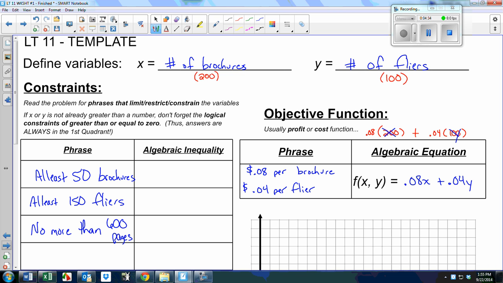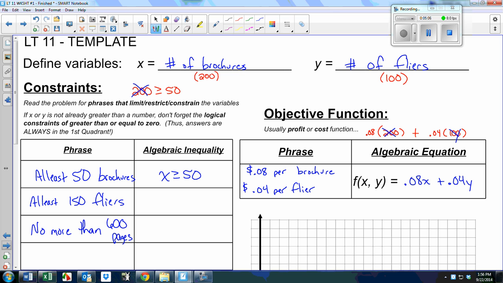But the important part, what did you do? You took the 200 and you compared it in your mind to see if it was bigger than 50. You agree? Isn't that what your mind did to say, yes, 200 is bigger than 50? Well, 200 is x. So x has to be greater than or equal to 50. That one feels right. If X is brochures, it has to be bigger than 50.